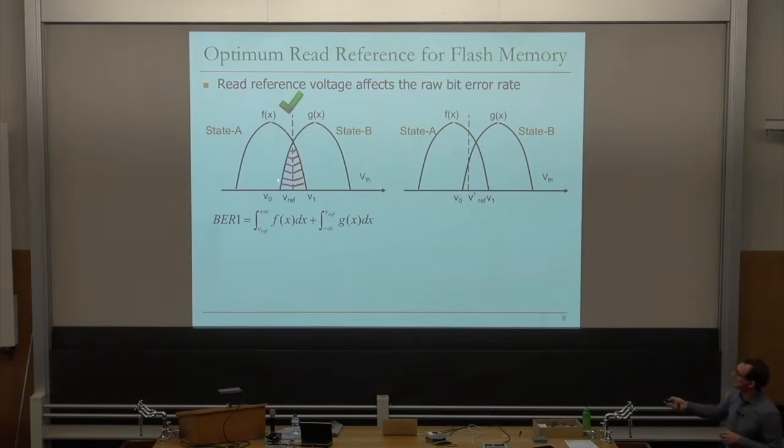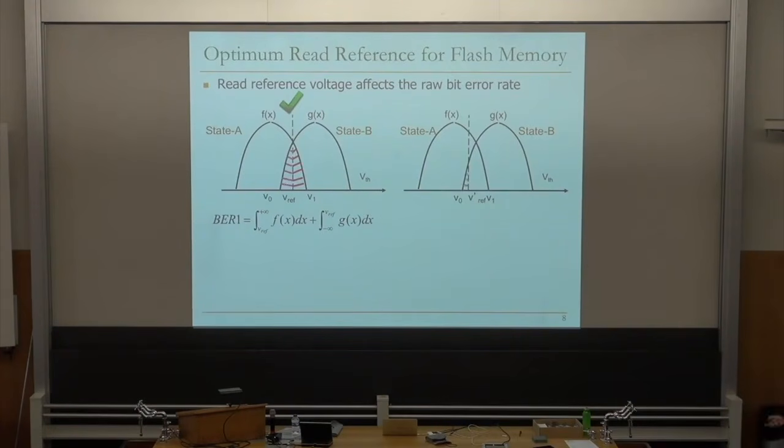The cells that are over here are supposed to be in state B, but you read them as state A because that's the read reference voltage you pick. And the cells that are over here are supposed to be in state A, but you attribute state B to them because they have voltage that's higher than the read reference voltage over here. And this is your bit error rate as a result. It's the area underneath these distributions that are marked, as you can see over here.